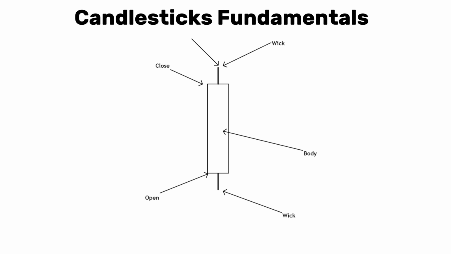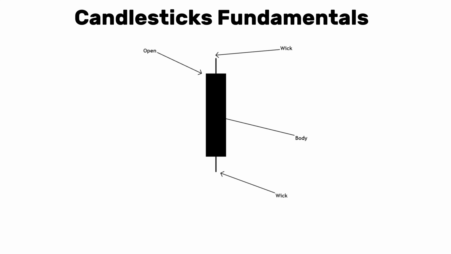a price appreciation. The wicks represent the maximum price levels that a candle has reached, but not closed at those levels. In the case of a bullish candle, the higher wick represents the highest price this certain candle has reached, and the lower wick represents the lowest price level this candle has reached.